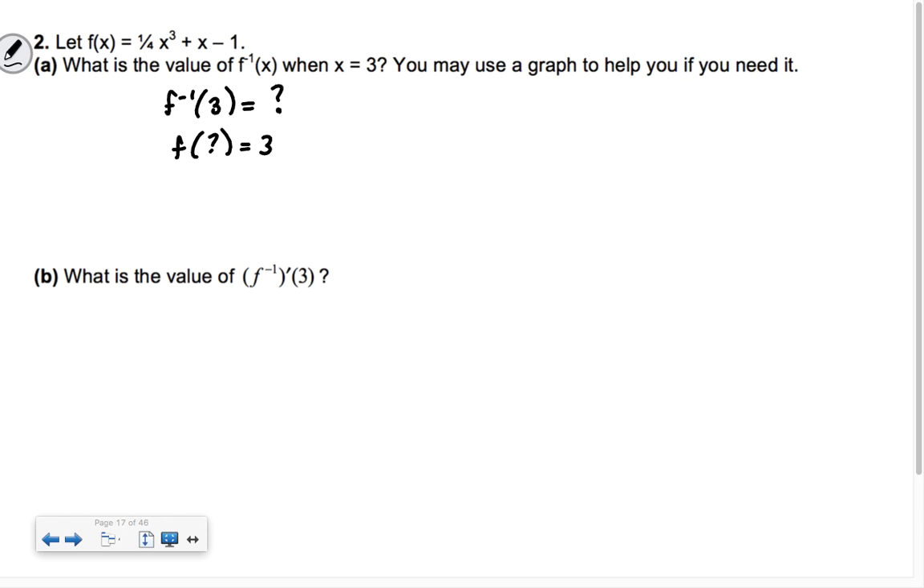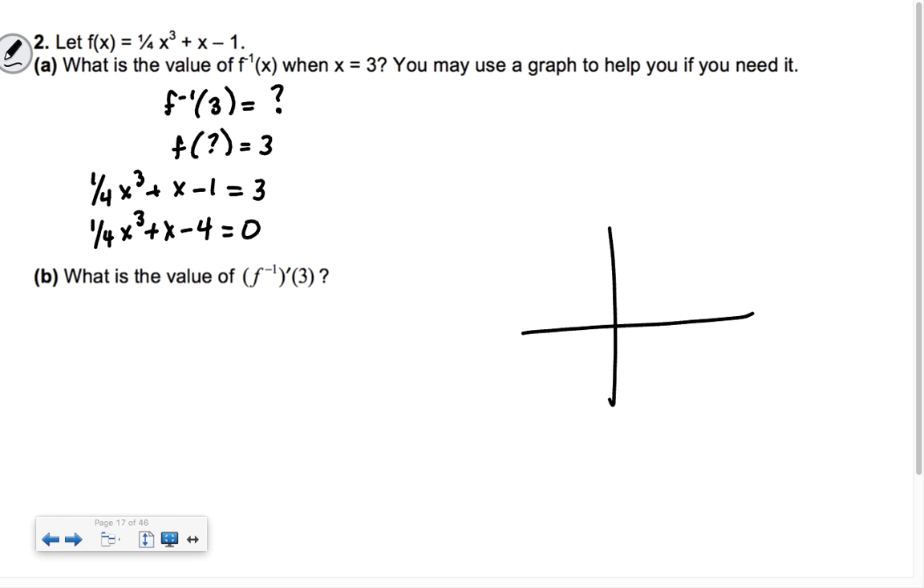Okay, that's a lot harder. Okay. So what we're saying is 1/4 x cubed plus x minus 1 is equal to 3. And you could subtract the 3 over and try to solve it algebraically. It's pretty hard. Okay, you could do the p over q. Do you guys remember rational roots theorem? Or you could use a graph and figure out where it's crossing the axis. So it's crossing somewhere. But we need to find what it is.